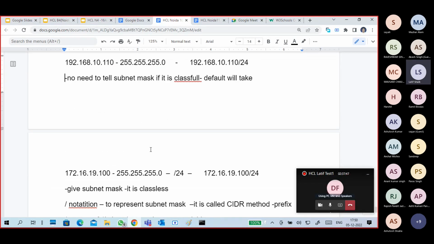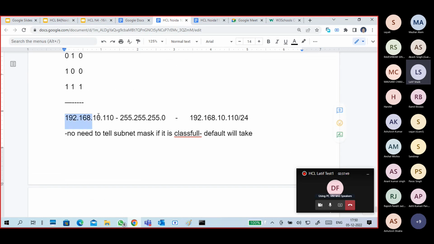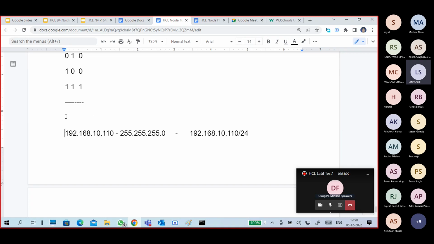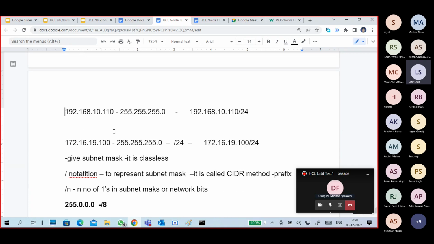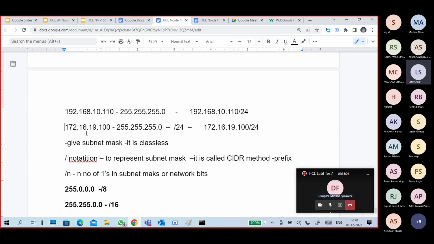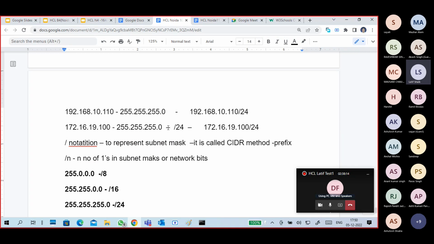So, guys, when you are writing an IP address, you have to tell a subnet mask. When you are giving an IP address, you have to tell about your subnet mask. This is my IP address. This is my subnet mask. Whether it is classful or classless, you have to give the subnet mask.